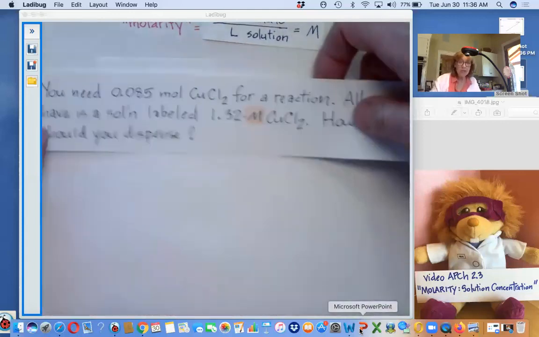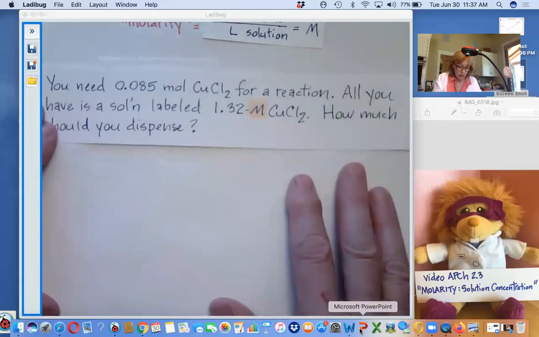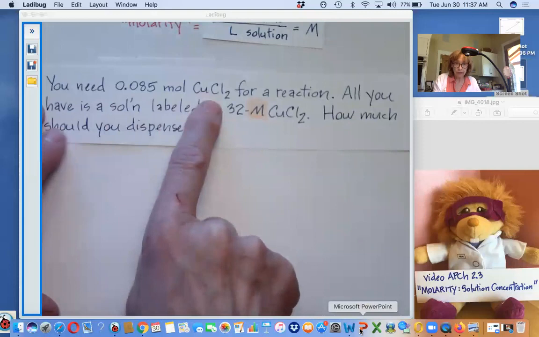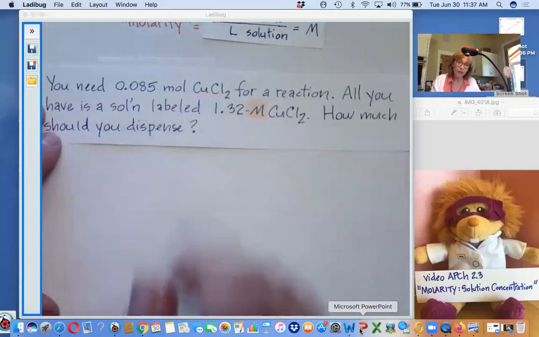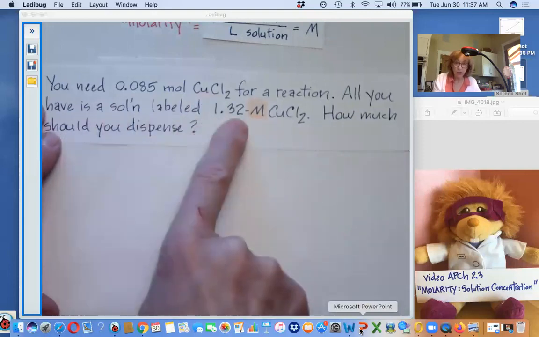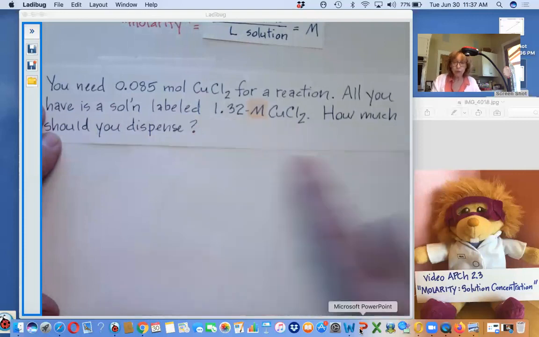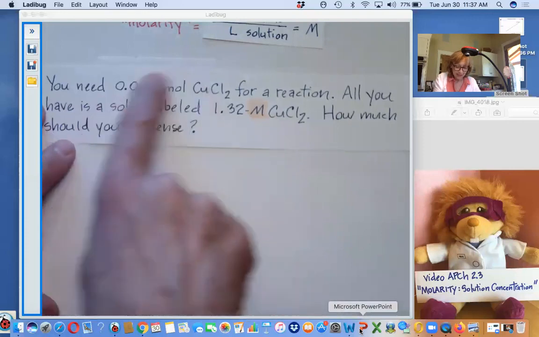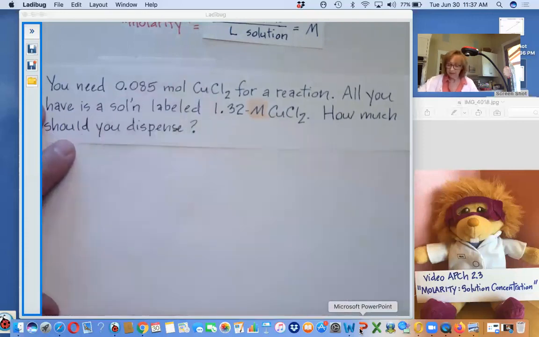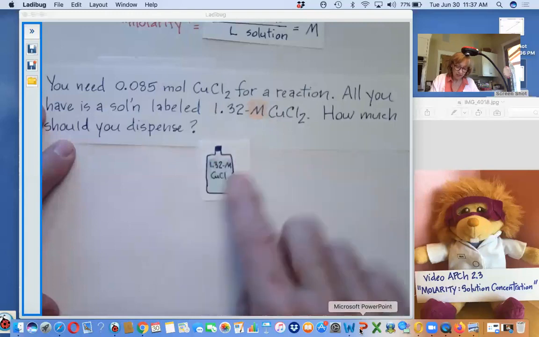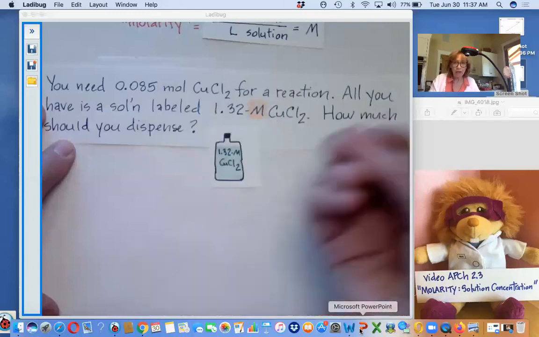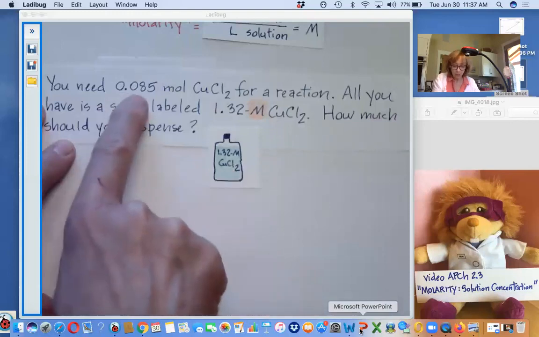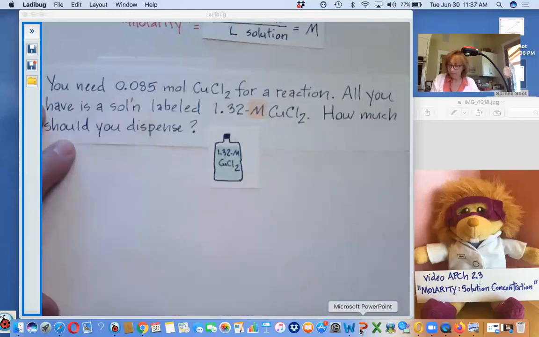Let's suppose that you need 0.085 moles of copper chloride for a particular reaction. And all you have available is a solution that's labeled 1.32 molar copper chloride. So this is how much I need. My issue is how much of this should I pour out? How much should I dispense so that I end up with this many moles of copper chloride?